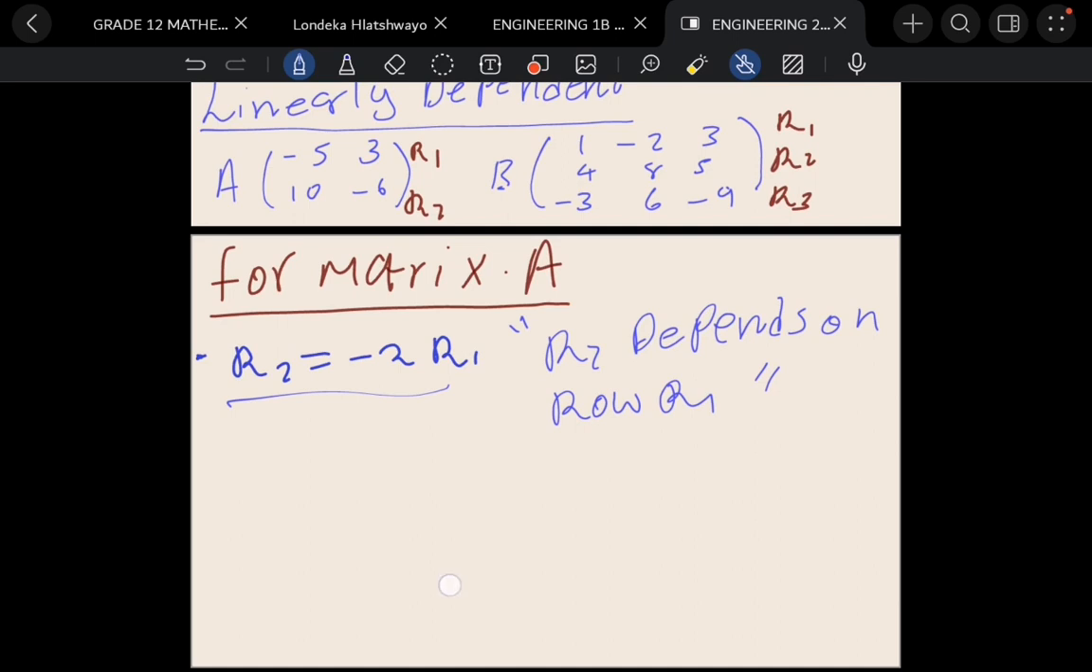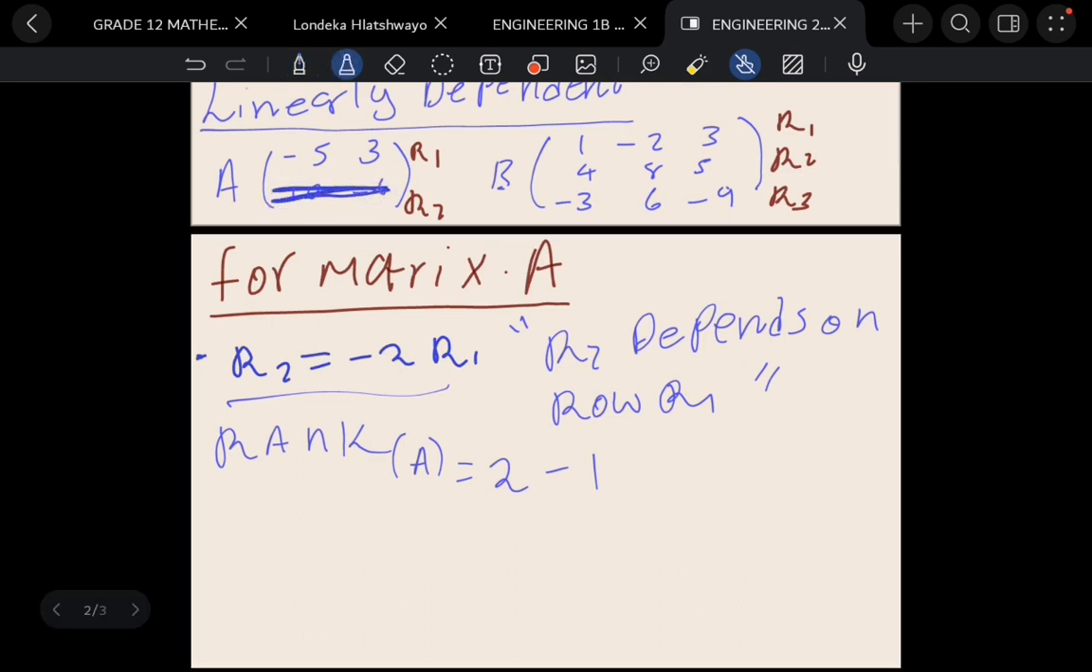If you have this case, the rank of A, which is a 2 by 2 matrix, is 2 - 1. Now this -1 comes from the fact that there is a row which is the same as the other row. It's just that that row has been multiplied by -2. So we remove that row. For example, we remove this row. Now the rank there is going to be 1, because there is only one row left in that matrix.